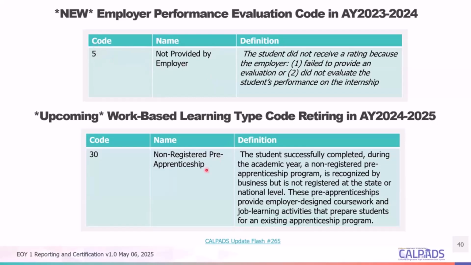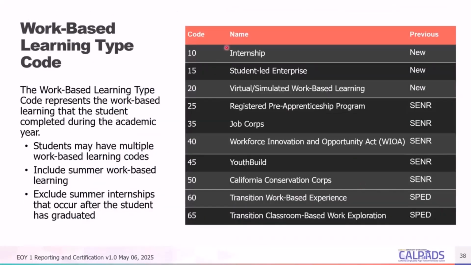And then of course, we're retiring the non-registered pre-apprenticeship program. So again, these are the only program type codes that are expected this year.